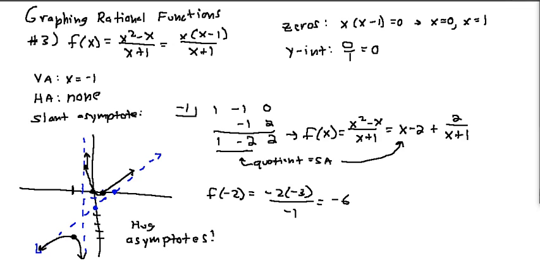Let's talk a second about the domain and range too. The domain is going to be all x values except for at -1. So we can write that one of two ways. x is not -1, or we could write it in interval notation: all the numbers from -∞ to -1, union with all the numbers from -1 to infinity.